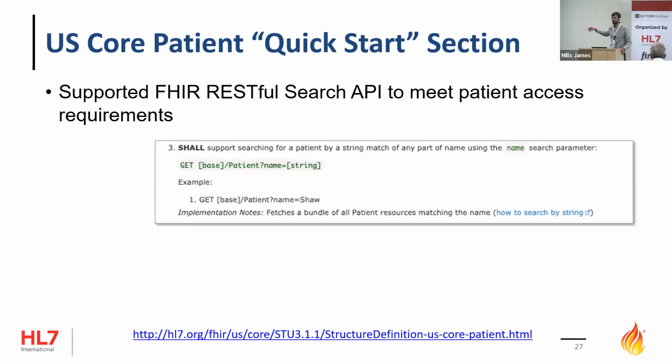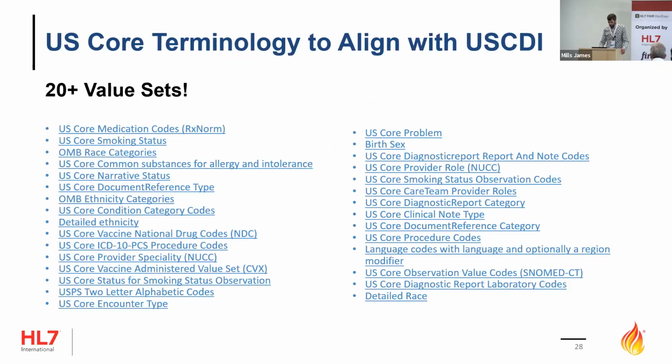So hopefully if you're in the quick start section, you can find a link back to, hey, here's how you search by string in the base FHIR specification. And you can see examples there. There's examples everywhere. Okay, so terminology. There's 20 plus value sets. If you don't have a plan to manage terminology as a FHIR server, that should be high on your list. It's incredibly complex. At this point, we're doing our best to publish.